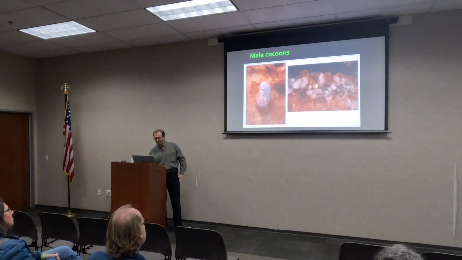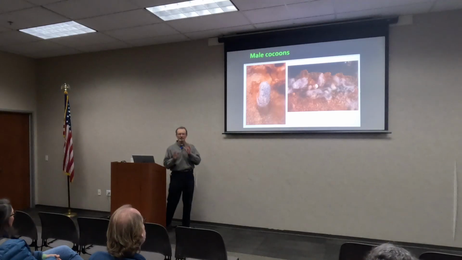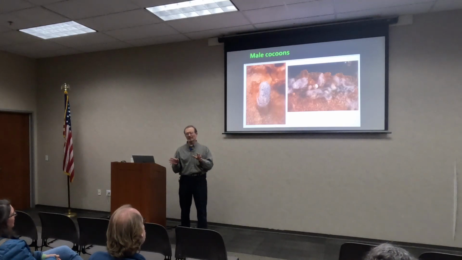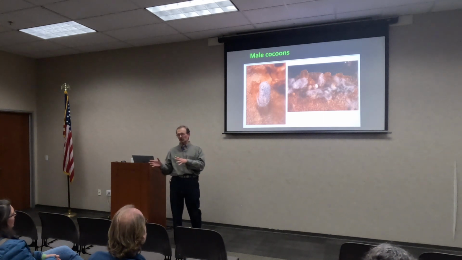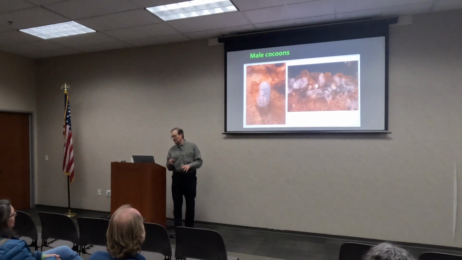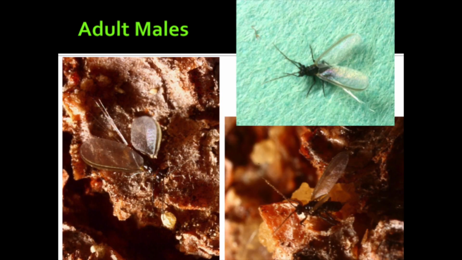And this is what the cocoons look like. Females do not form a cocoon. They go through what you would really consider to be an incomplete metamorphosis. There's not this dramatic change from the immature to the mature. But with the males, there's a very drastic change in appearance of these insects. So they get through a pupal stage, and these are the cocoons. And this is what the males look like.